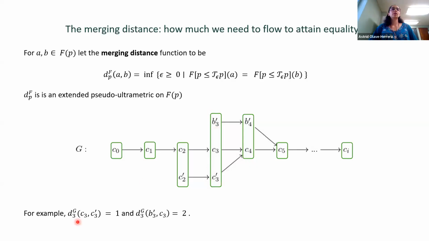And we have two here, and for example, if we take C3 and C3 prime, we can see we just flow forward by 1, and they are the same at C4, so the distance is equal to 1. So now we have a way to measure, if I have two different elements going to the end of the vertex, how far they are from being the same. So let's do that.